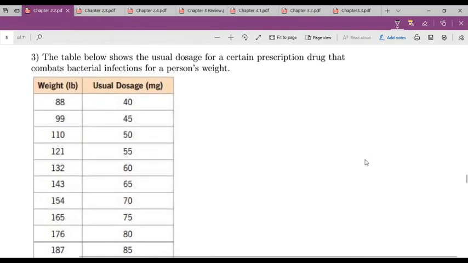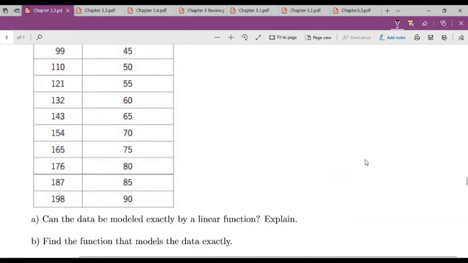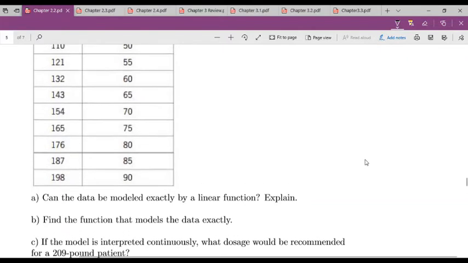Alright, if we look at table number 3 below, it shows the usual dosage for a certain prescription drug that combats bacterial infections for a person's weight. Okay, so it says, can the data be modeled exactly by a linear function? Explain. Find the function that models the data exactly. If the model is interpreted continuously, what dosage would be recommended for a 209-pound patient?